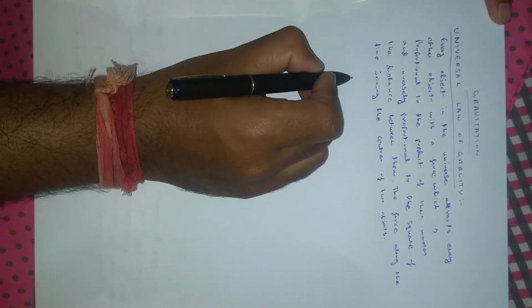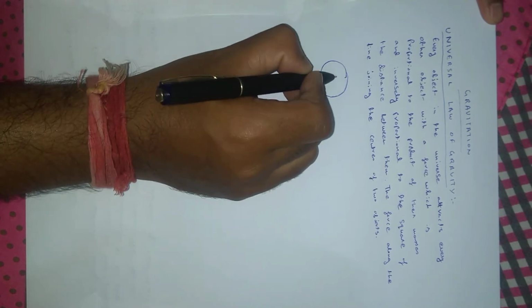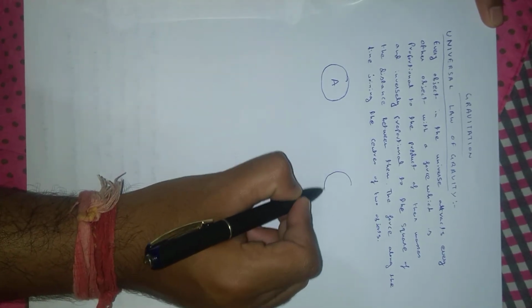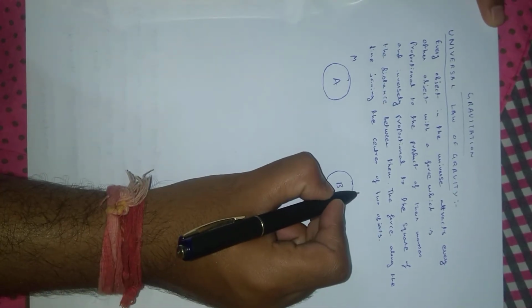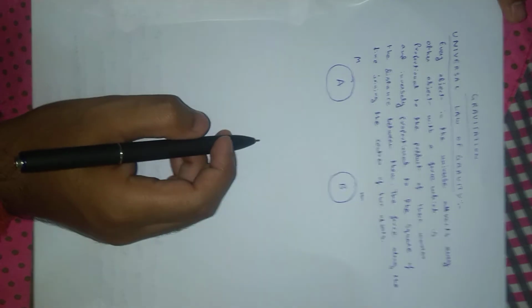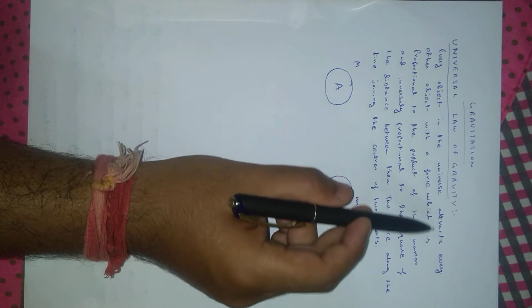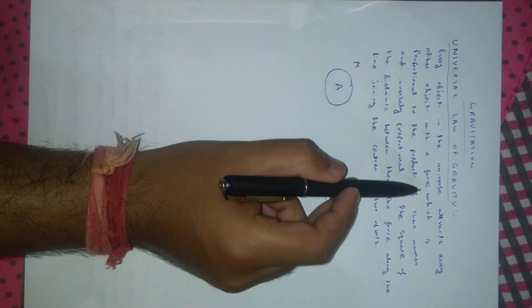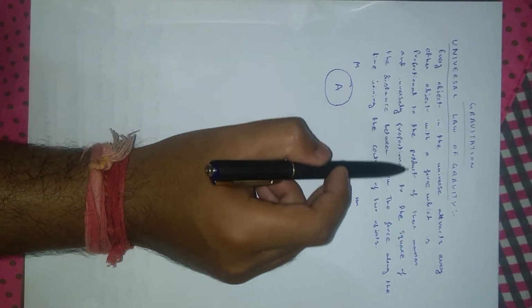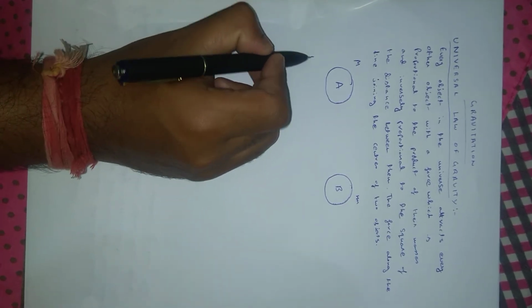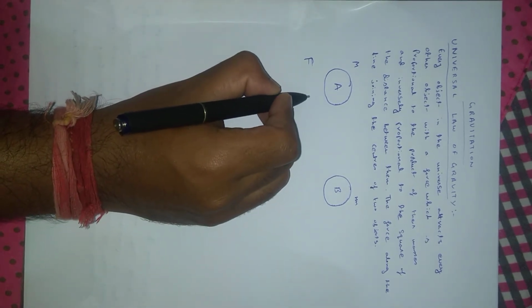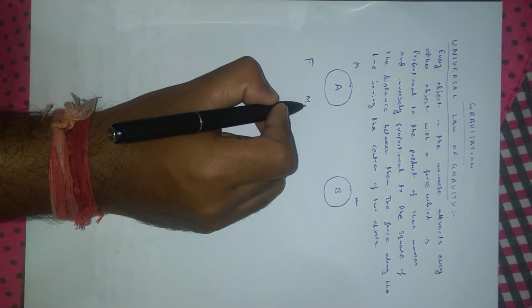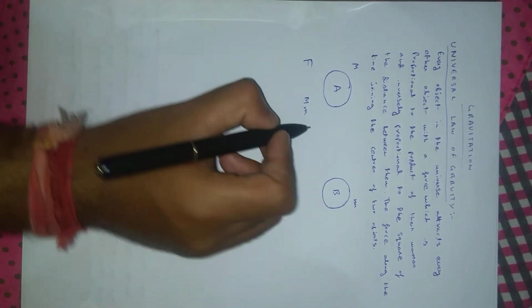Let us take two objects, one object A and one object B. Object A has mass capital M and object B has mass small m. So according to the law, every object in the universe attracts every other object with a force which is proportional to the product of their masses. That means F, which is the force, is directly proportional to the product of their masses, capital M and small m.